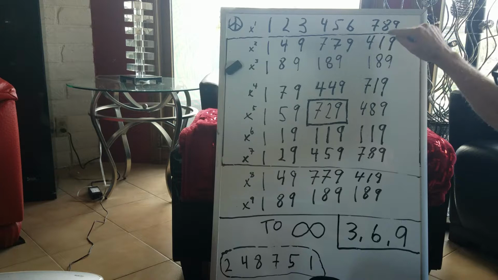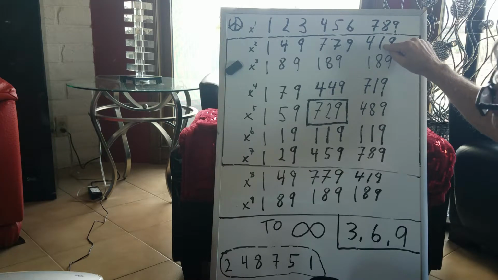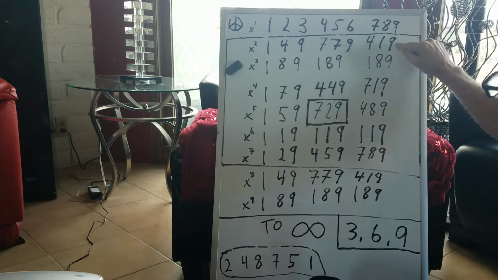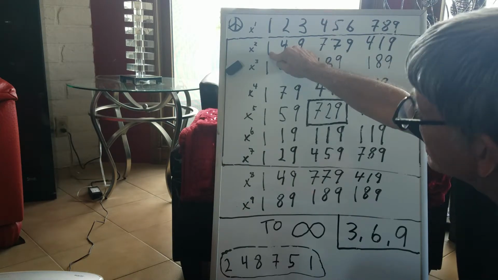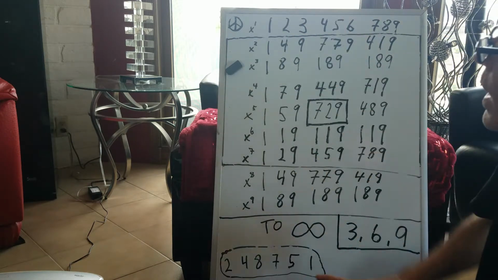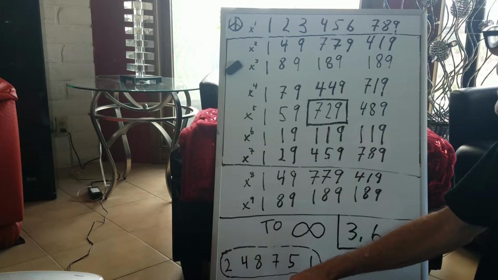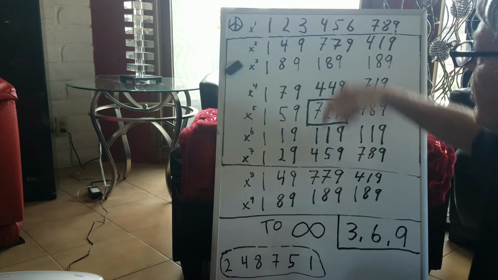Yes. 289. Yes. 324. 3 and 2 and 4. Yeah. 361. Yes. 400. So 400 is a 4. So we got all the way up to 4.